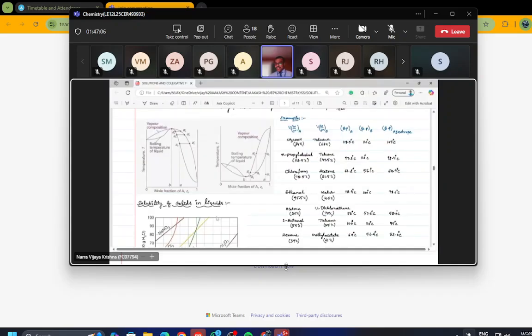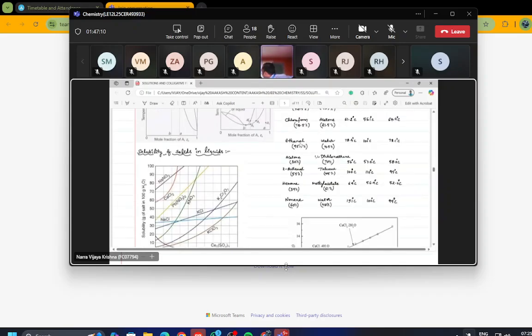Again, I will show. Check ethyl alcohol plus water. Where is it? Here. Ethanol plus water. Ethanol boiling point 78.4, water boiling point 100. But both will boil at 78.1. Positive deviation from Raoult's law. That's why it is a minimum boiling azeotrope. Correct or not? So up to 95.5% ethanol and 4.5% water, you can separate them by using distillation.